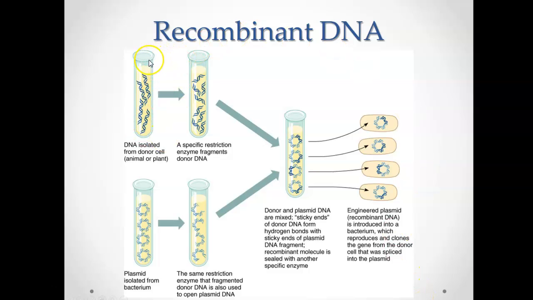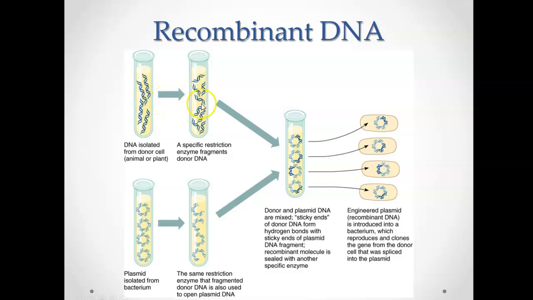We want to take a specific segment of DNA. Let's say it's that green fluorescent protein gene that we just talked about from the jellyfish. Okay, so here it is. We got some donor DNA from a jellyfish. In order to use it, we need to cut it apart into small pieces.